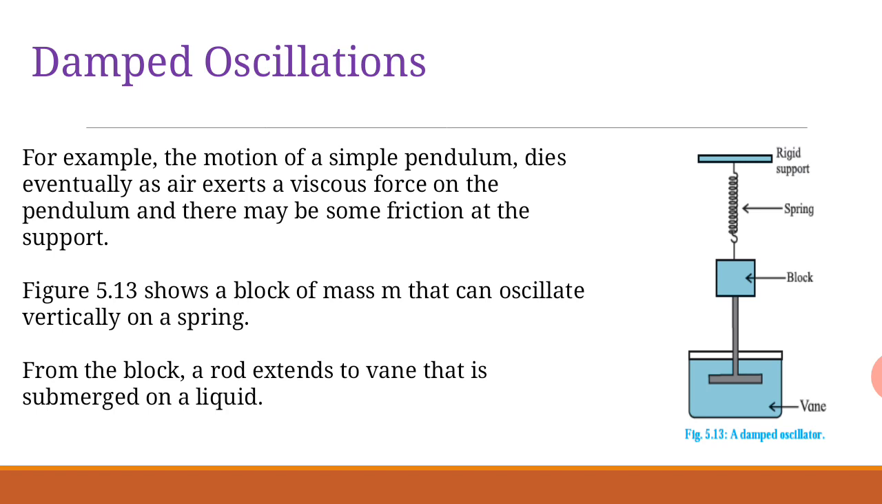For example, the motion of a simple pendulum dies eventually as air exerts a viscous force on the pendulum, and there may be some friction at the support. The figure shows a block of mass m that can oscillate vertically on a spring. So you can see this is one kind of damped oscillator. From the block, a rod extends to a vane that is submerged in a liquid.